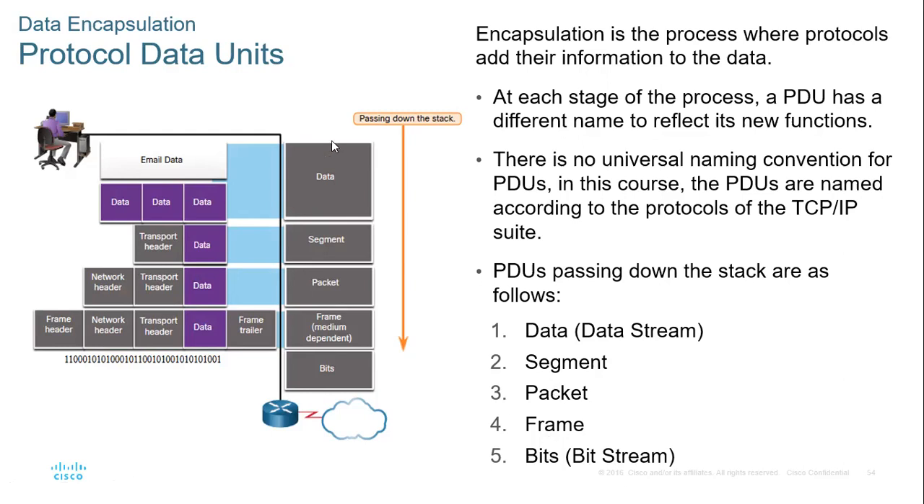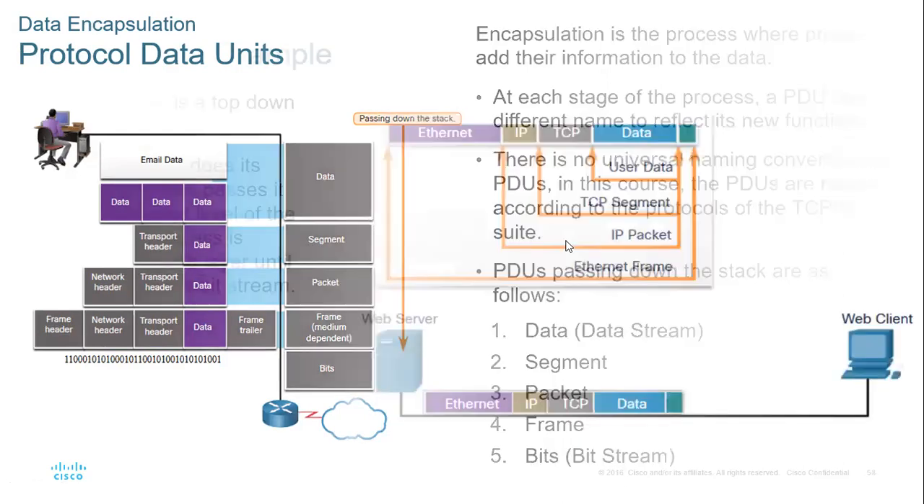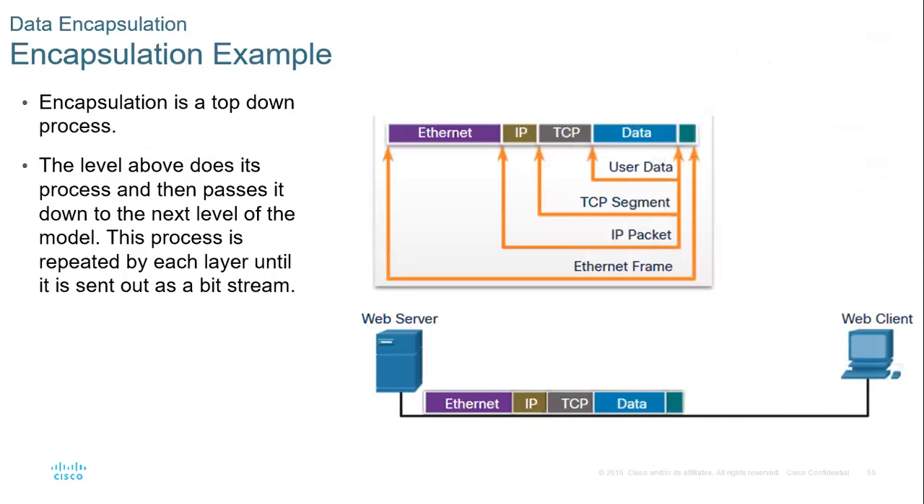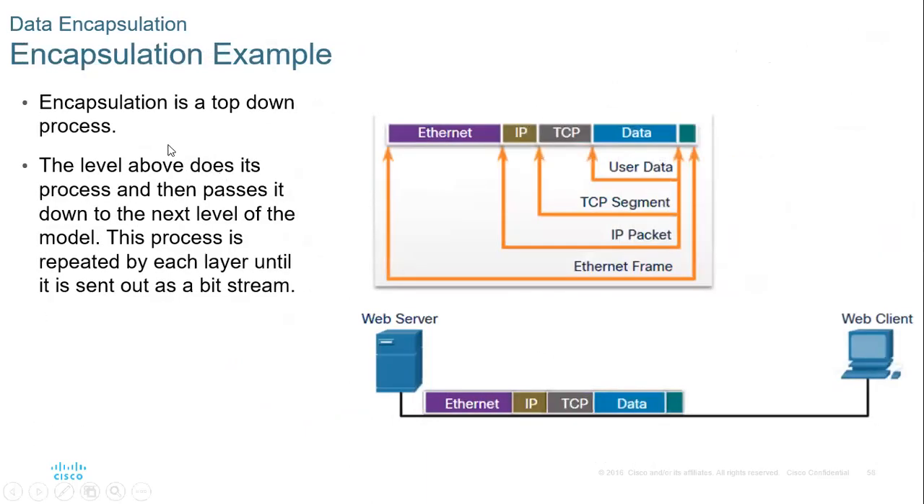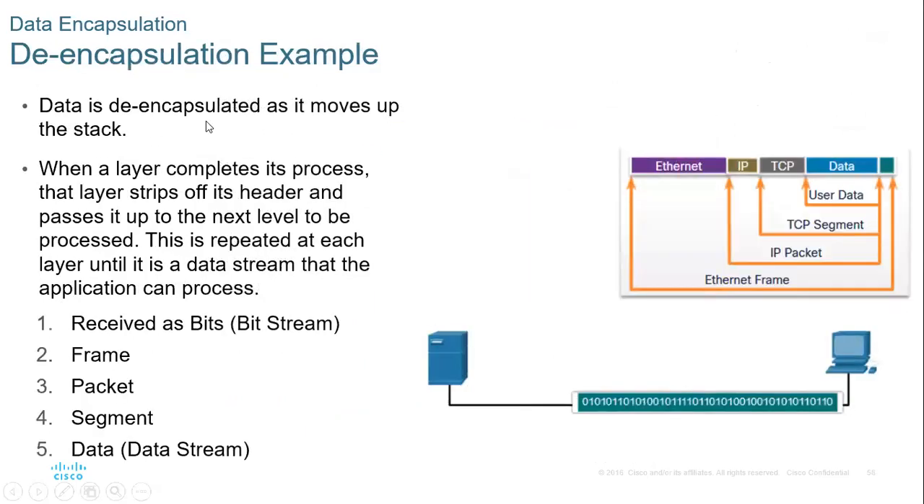Like here it is showing: first data, next segment, packet, frame, bits. Encapsulation example. This is the encapsulation example and decapsulation example. In encapsulation, what things happen? Encapsulation is the top-down process, whereas in decapsulation, the data is decapsulated as it moves up the stack and it is received as the bits, frame, packet, segment, then data.